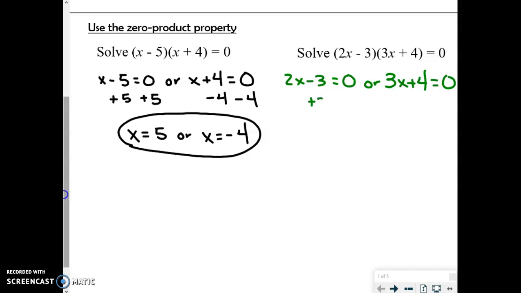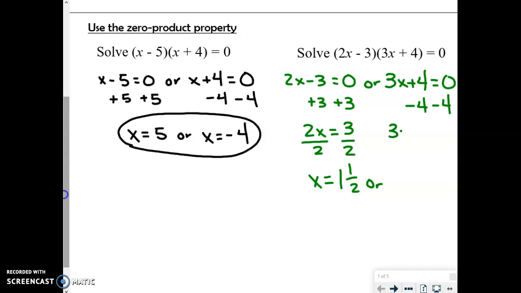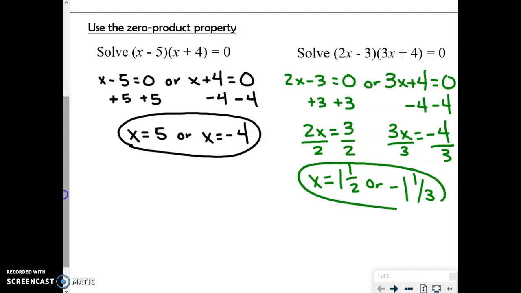So in our first example here, we'd start by adding 3 to both sides, which would give us 2x is equal to 3. Then we divide both sides by 2, and we get x is equal to 1.5. Or, in the second one, we'd subtract 4 from both sides, which would give us 3x is equal to negative 4. We divide both sides by 3, and we would get negative 1 1/3. So again, like we did in our first example, we have two solutions that can be used separate of one another, but both of them make our original equation true.